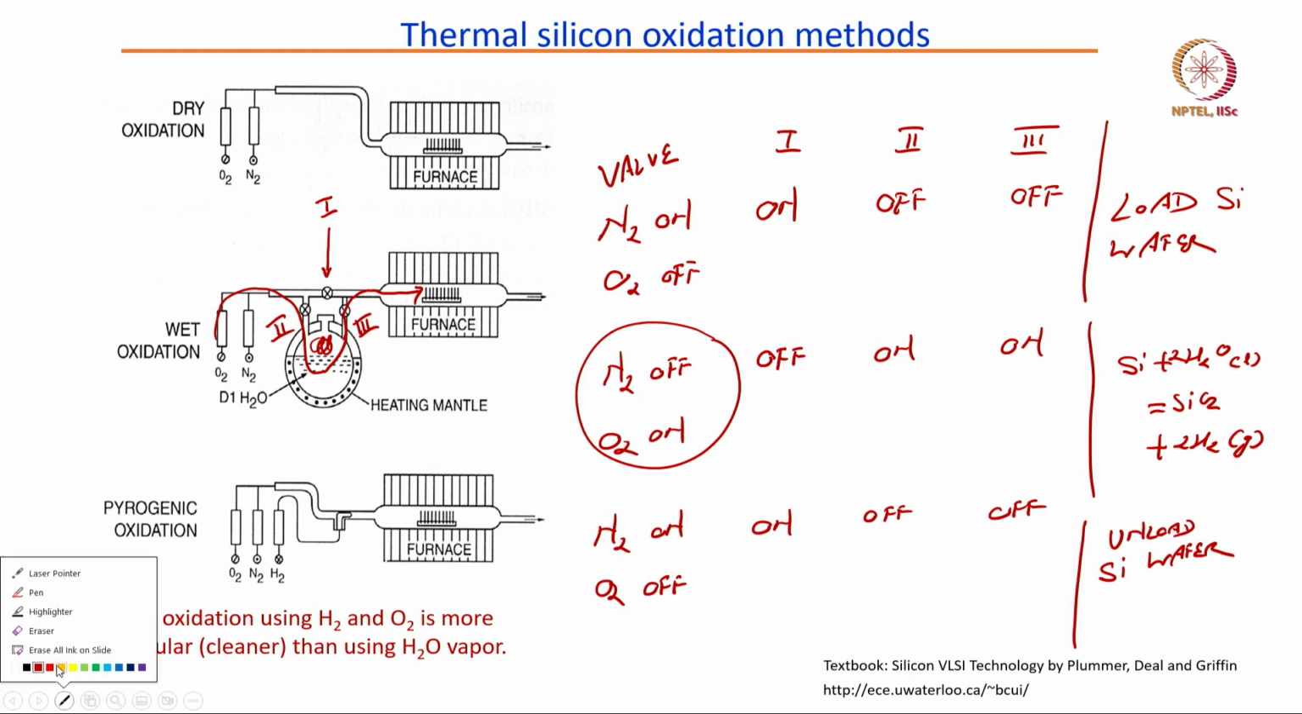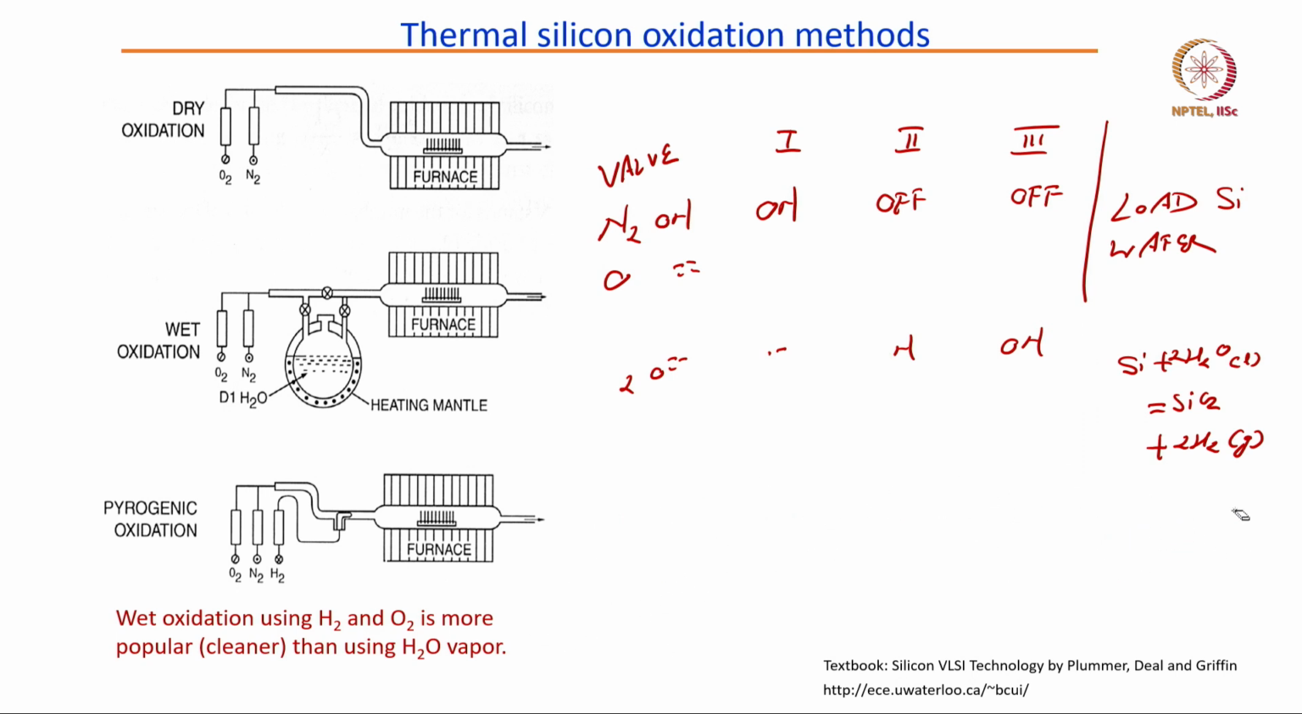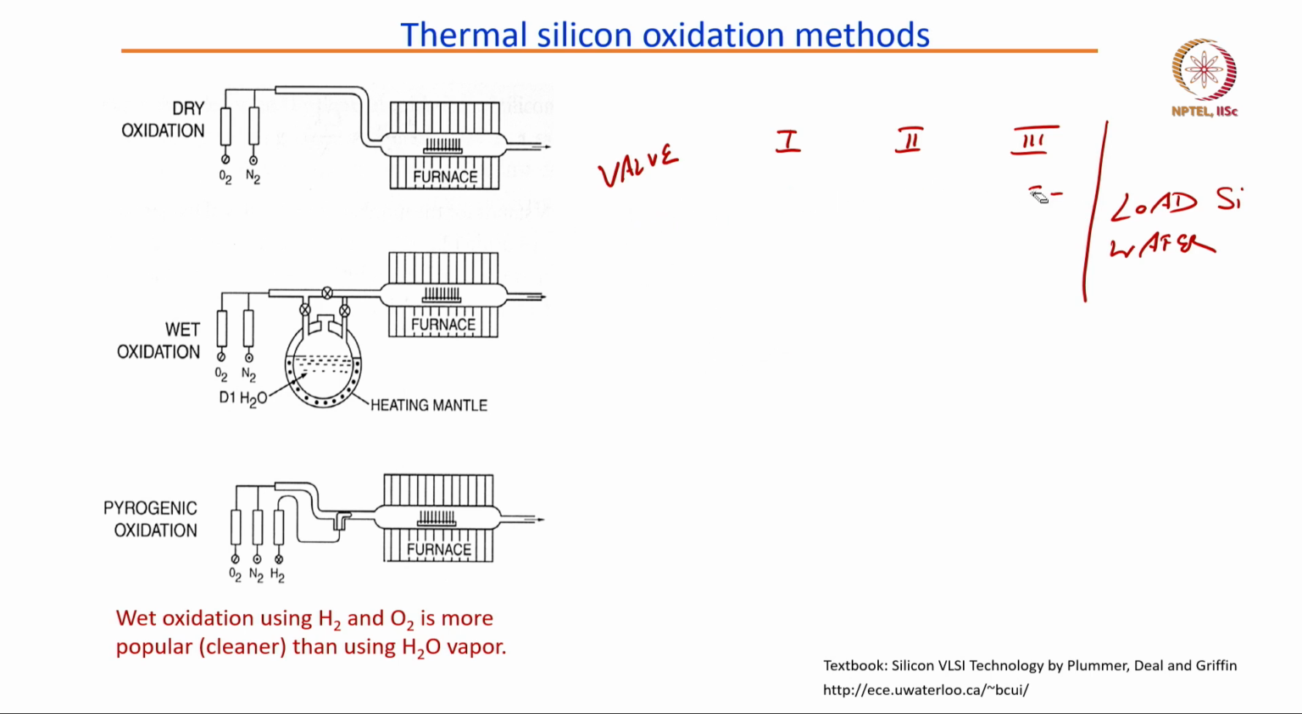Now, let us see the cryogenic oxidation. In cryogenic oxidation, initially again the same technique, but here we have nitrogen, oxygen and hydrogen separately, and in this case we will mix oxygen with hydrogen for forming H2O, and this H2O will react with silicon to form silicon dioxide.